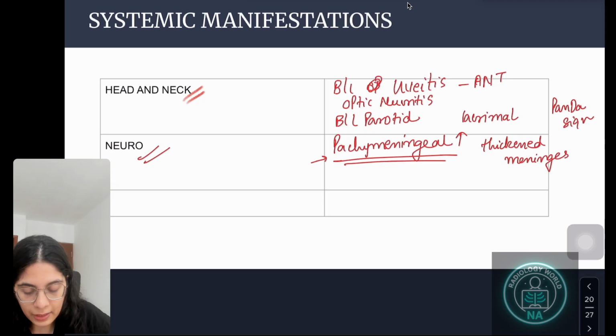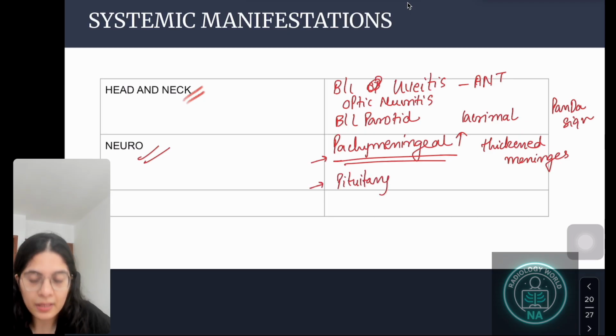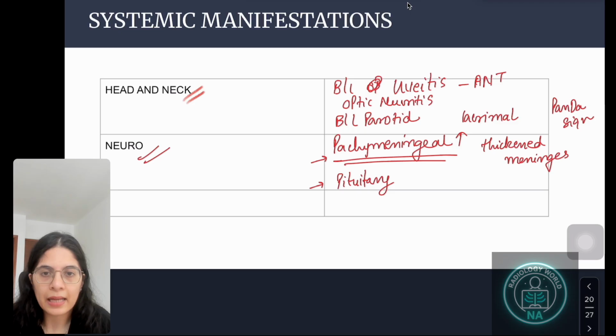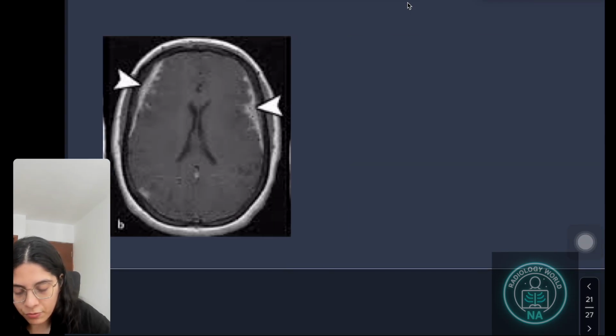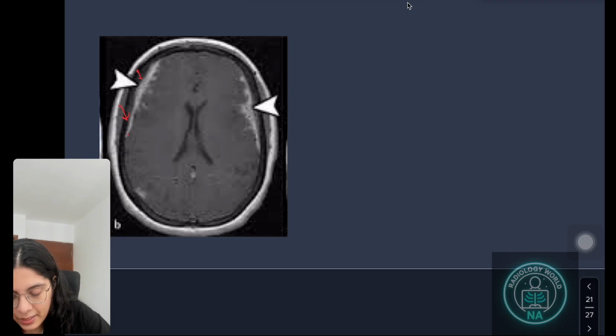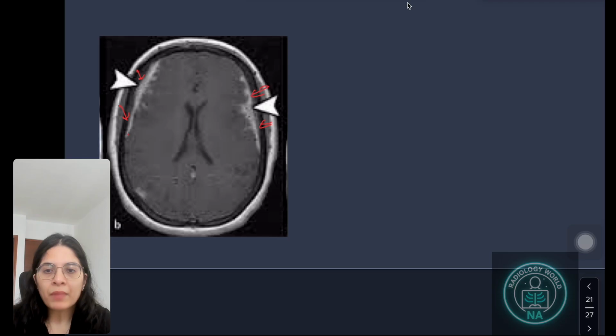Another thing is that it can even involve your pituitary gland. Okay, so in the pituitary gland, granulomas can form and the pituitary gland can be enlarged. So if you see this particular image, it's a little blur, but you can see the meninges, which are basically thickened. So this was basically a case of neurosarcoidosis in which there was pachymeningeal involvement.